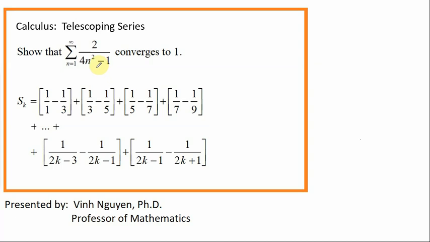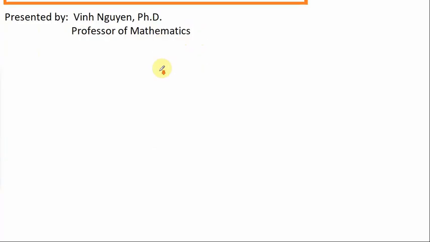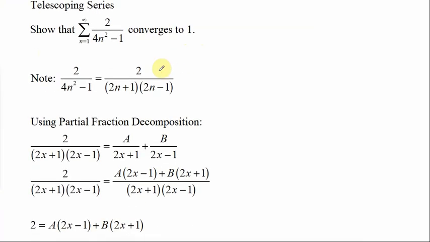In this video, I want to show that this infinite series with 2 over 4n squared minus 1 converges to 1. So this infinite series is called a telescoping series.